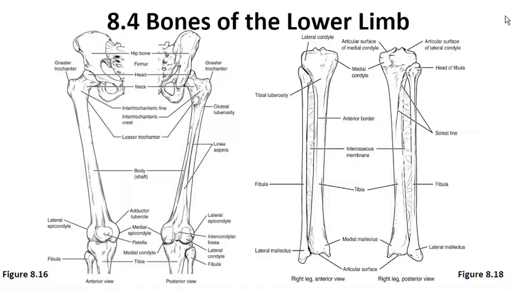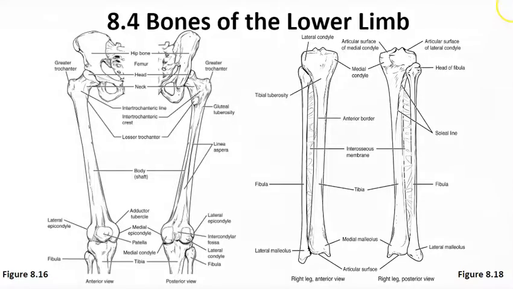The femur is the single bone of the thigh region. It articulates superiorly with the hip bone at the hip joint and inferiorly with the tibia at the knee joint. The patella only articulates with the distal end of the femur. In the lower leg or the calf region, the tibia is the larger weight-bearing bone located on the medial side of the leg. The fibula is the slender bone of the lateral side of the leg, and it does not bear weight.